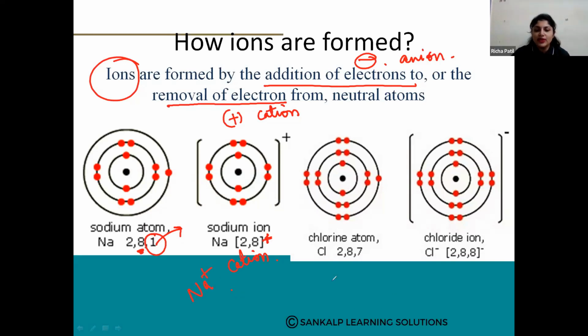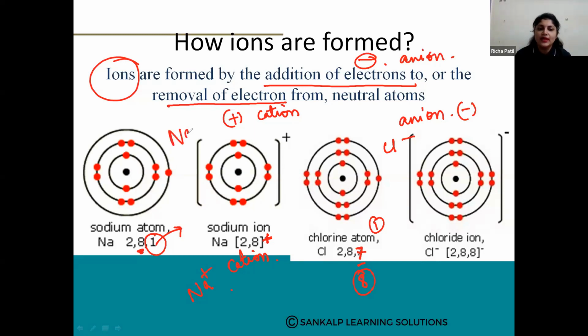Okay, then here you can see the chlorine atom. The number of electrons present is 2, 8 and 7. So 7 means it wants 1 electron to complete its octet. Octet means the number of electrons present should be 8. So what will it do? It will tend to take this 1 electron from the sodium. When it is adding an electron, it forms an ion with a negative charge. So it becomes Cl minus.